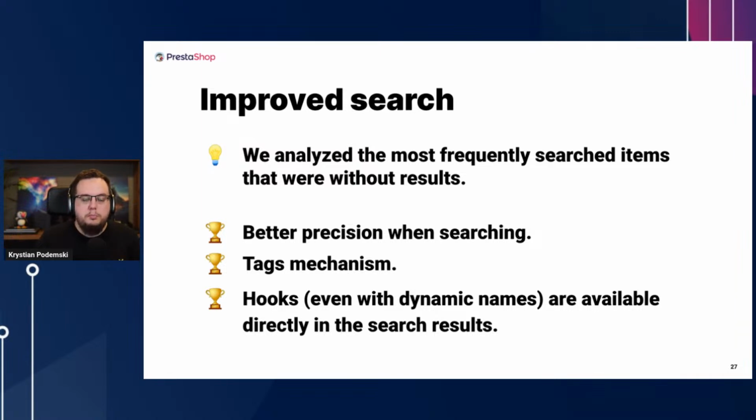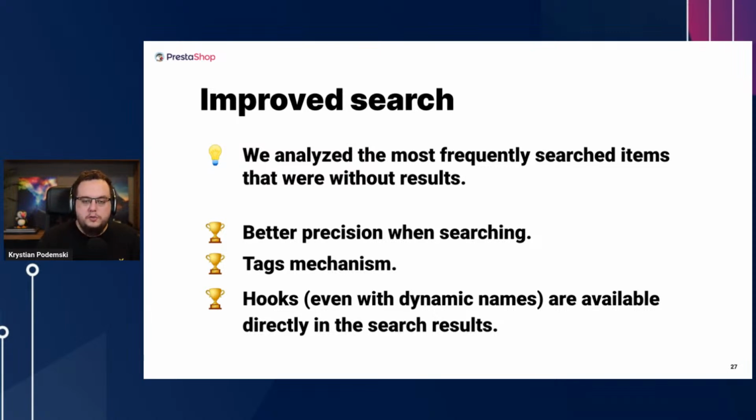First of all, I will start with improved search of the developer documentation. For starters, I will share the link in the chat. To start, we analyzed the most frequently searched items that were without results. Thanks to the usage of Algolia DocSearch in the developer documentation, we managed to get information about those phrases that you type into the search bar that returned no results at all. Thanks to analysis of these results, we managed to improve the search.